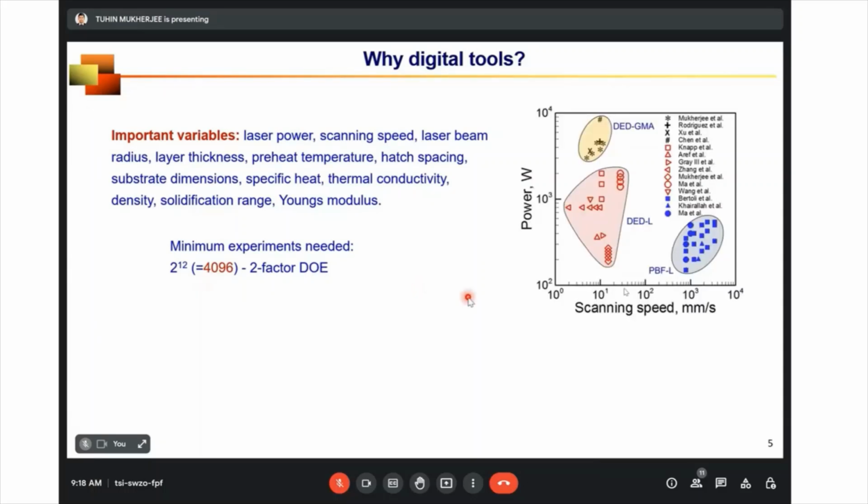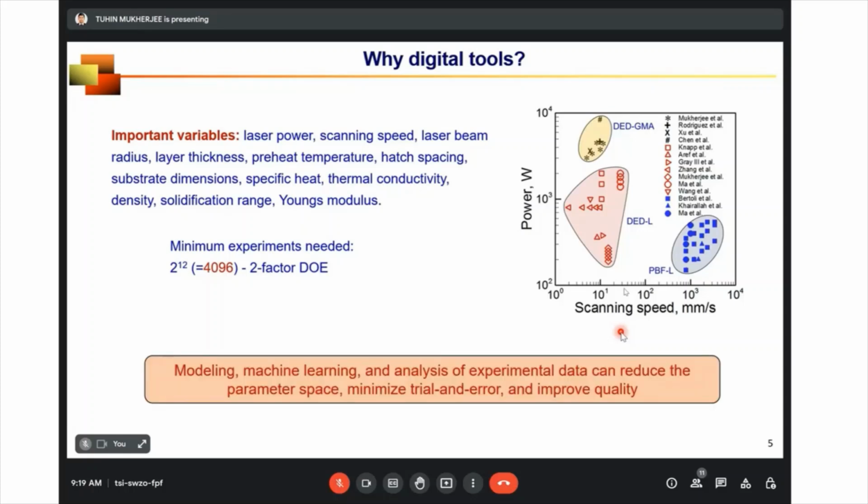Second reason, if I take two main variables, laser power and scanning speed, and plot them for different processes for the same material, you can see they vary significantly depending on which additive manufacturing process you are using. Please note the logarithmic scale. The laser power for directed energy deposition gas metal arc is almost two orders of magnitude higher than powder bed fusion. So we need to explore a very wide process parameter window, and having a machine that is like $1 million and powder feedstock which is very expensive, we do not have the luxury to do so much trial and error.